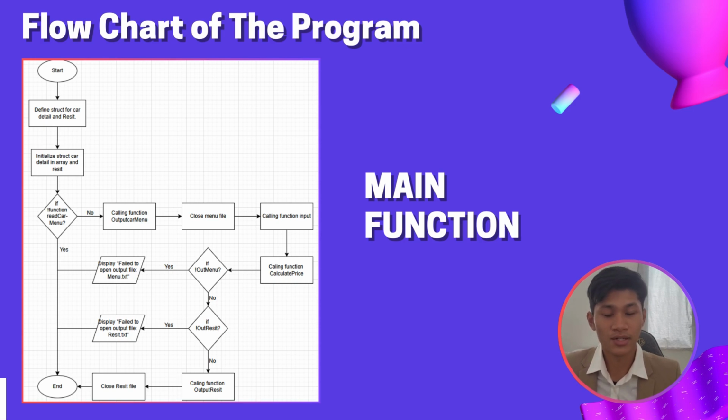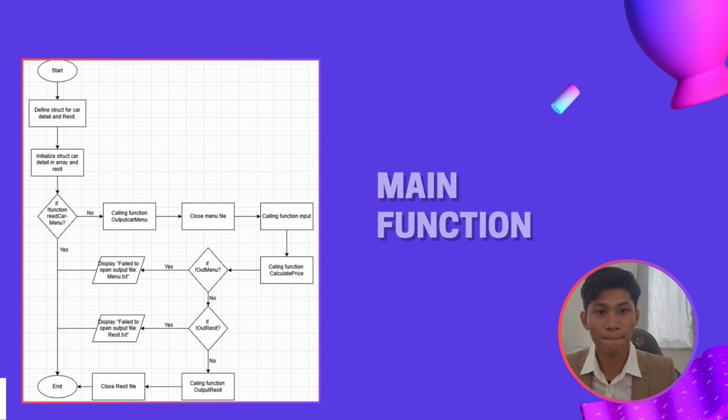If yes, we call the function for the output receipt. This one will give the customer a fully calculated receipt showing how much they have to pay and the items that they rent and use from our services. Then we will close the receipt file and end the program. If the first check, whether the car menu can be read or not, fails and it cannot be read, then we end.